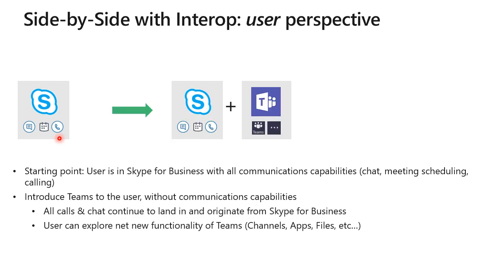Now, what's different about this approach is, in addition to leveraging what we have today with Skype for Business, we introduce the Teams application, but one option is for us to introduce the Teams application, but only light up the collaboration features and not the communications capabilities. The communications capabilities being chat, meeting scheduling, and calling.